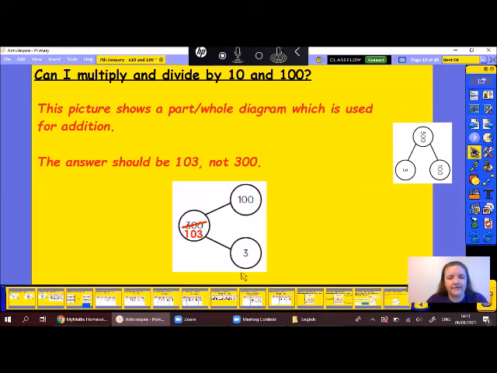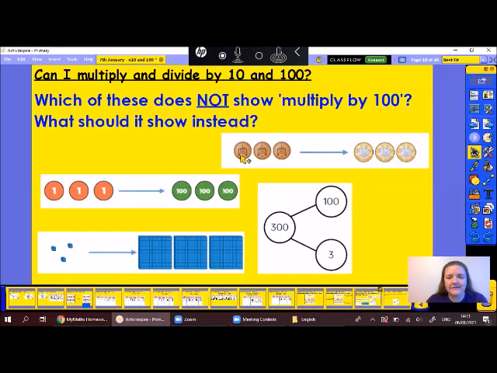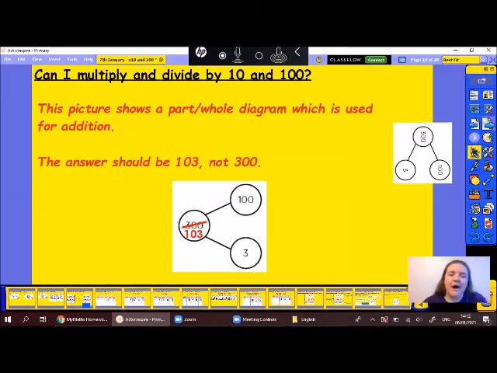It's this one, this part-whole diagram here. So if we look back at the others, we turn 1 penny or 3 pennies into 3 pounds. We've got place value counters, ones turning into hundreds, and we've got Dienes, ones into hundreds. This one is the odd one out. And although you've got 103 and it's made it 300, actually part-whole diagrams only show you addition. They don't show you multiplications.